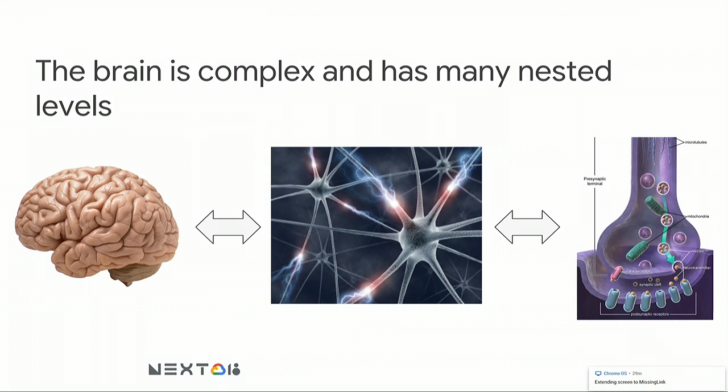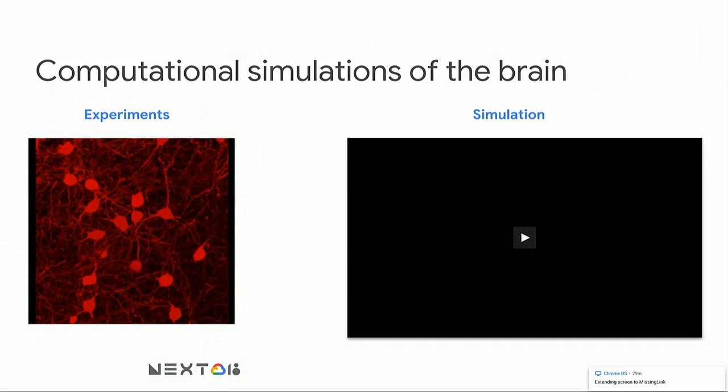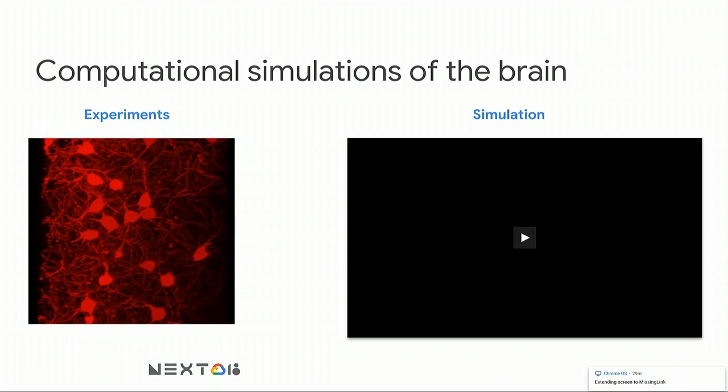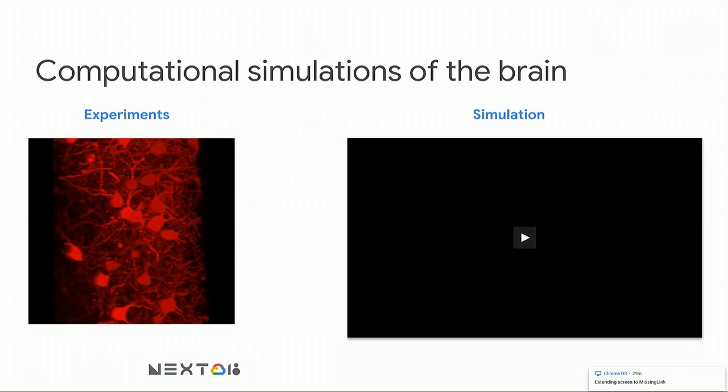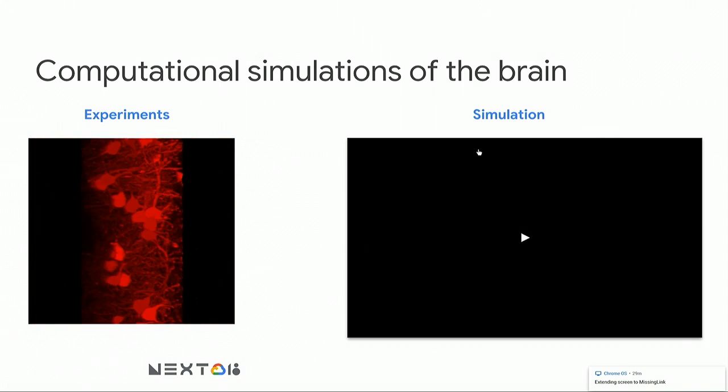So how can we make sense of all this complexity? Luckily for us, there have been many years of experiments done on the brain, measuring the shape of neurons, how they're connected, and the function of the neurons. And what we can do with simulation is try to put all this together.